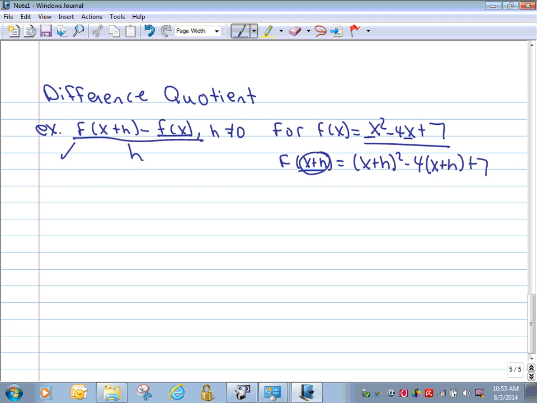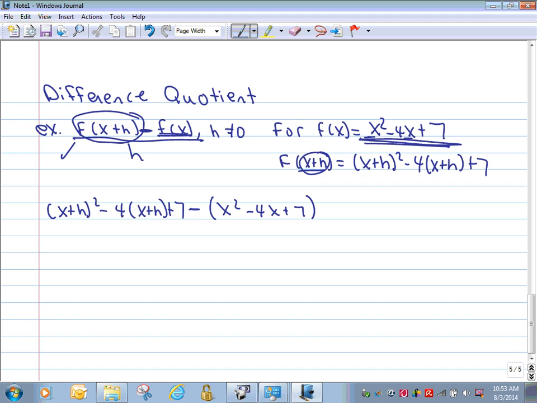Okay, now with that little review, let's go ahead and plug into our difference quotient. So for f of x plus h, we would have, we just did that, x plus h squared minus 4 times x plus h plus 7. And now we want to subtract. And when we subtract things, we're going to go ahead and put them in parentheses. We're going to subtract f of x. Well, f of x is this entire thing. So we're going to subtract x squared minus 4x plus 7. And we're going to divide it all by h.